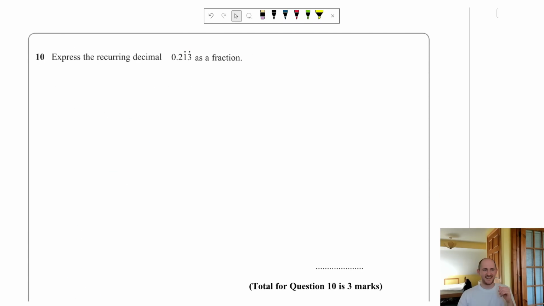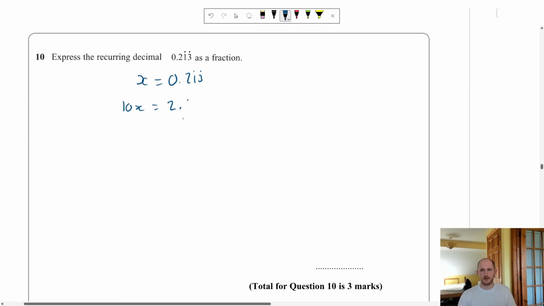Perfect, not too bad. Express the recurring decimal as a fraction. Okay, the goal here is essentially to get this same recurring decimal, as in the same recurring parts in the same place, with either 10x, 100x, 1000x, a million x, whatever you want to use. So for some people, I like to just times it by 10, and that'll be 1313.